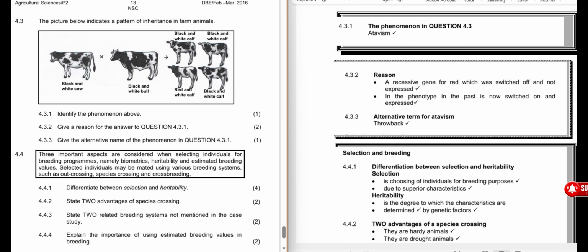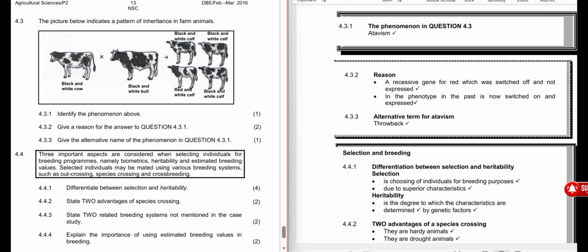4.3. The picture below indicates a pattern of inheritance in farm animals. 4.3.1. Identify the phenomenon above. The phenomenon in question 4.3 is called atavism. 4.3.2. Give a reason for the answer to question 4.3.1. The reason is that a recessive gene for red, which was switched off and not expressed in the phenotype in the past, is now switched on and expressed. 4.3.3. Give the alternative name of the phenomenon in question 4.3.1. The alternative term for atavism is throwback.